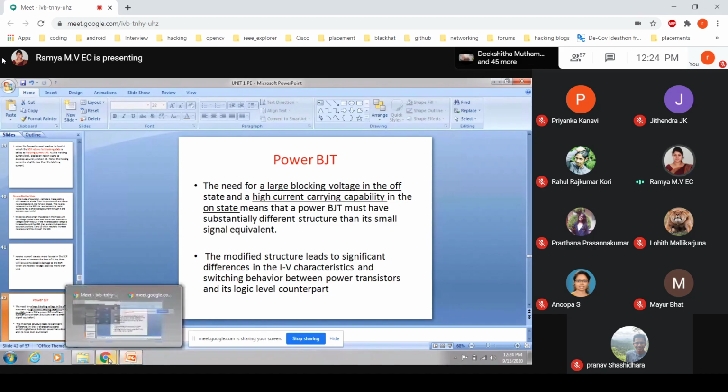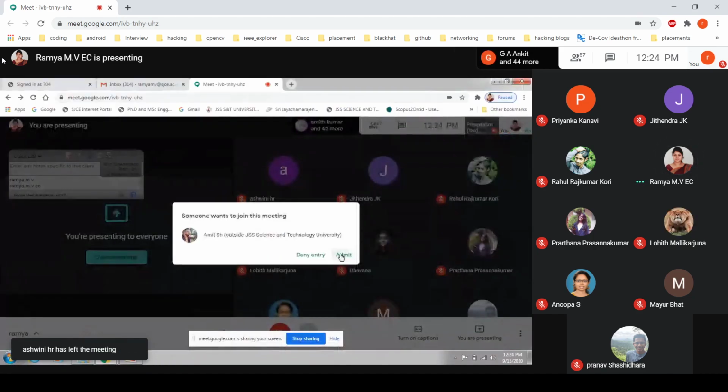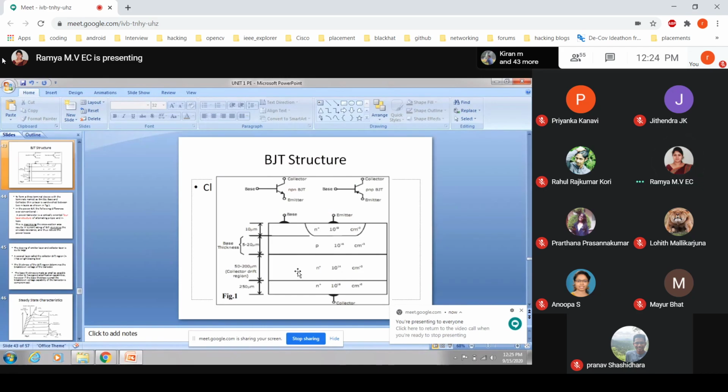Basically we are concentrating here on the structure: based on the structure, how it can handle the high current and how it can block the large voltage. All those things we will cover. Next, this is the BJT structure.